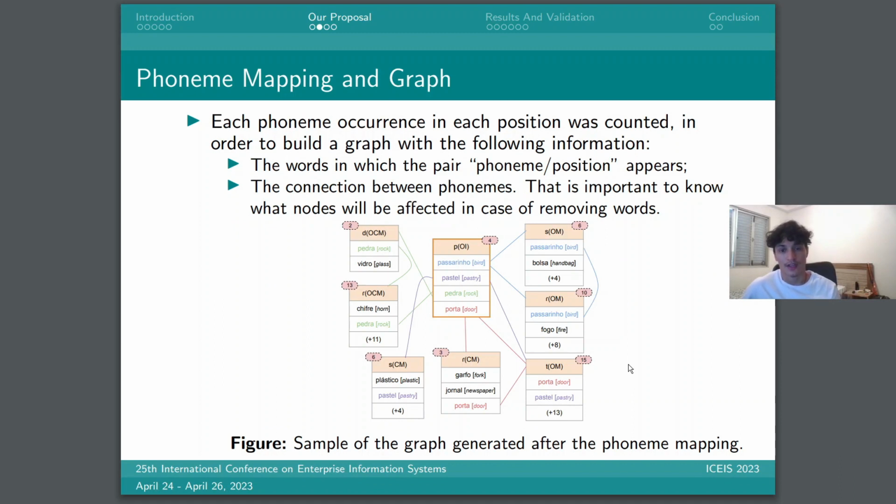To do so, each phoneme occurrence in each position was counted, in order to build a graph with the following information: the words in which the pair phoneme position appears, and the connection between those phonemes. This is important to know what nodes will be affected in case of removing words. So for example, if we remove the word pedra, which means rock, from this node here, we won't affect only this node. We will affect this node here and this node here, because pedra is present in all of them.